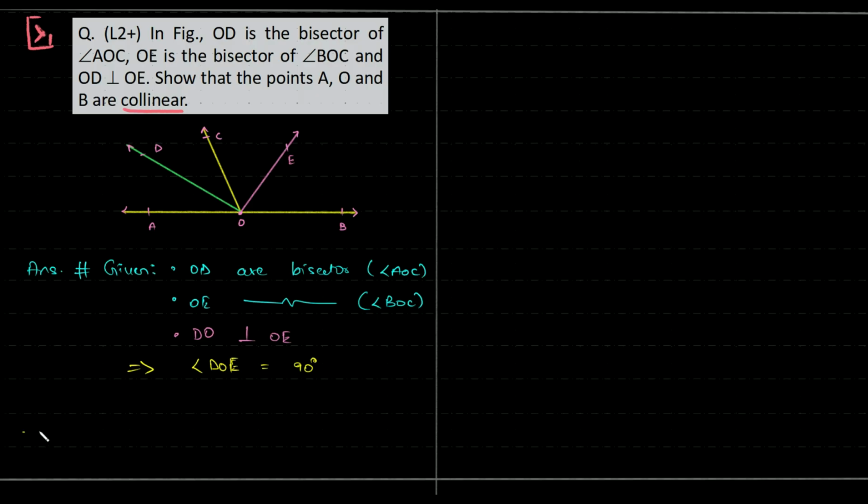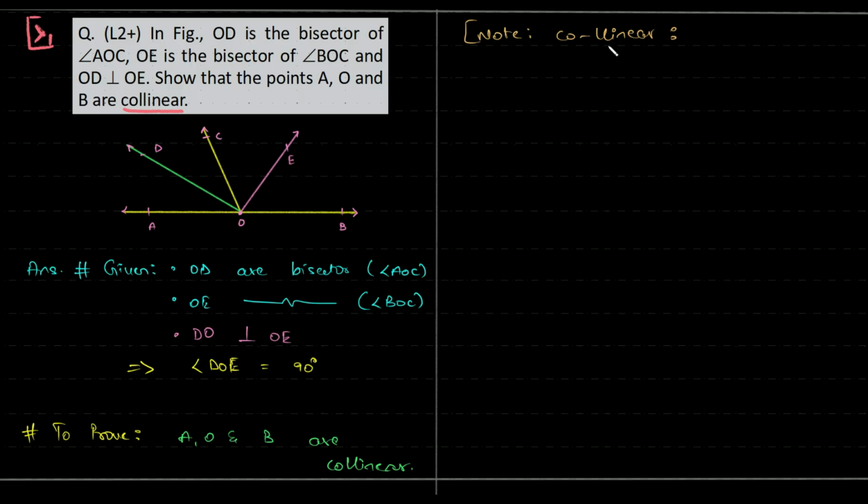So what is it that we have to prove? We have to prove that A, O and B are collinear. My question to you guys is, what is collinear? Collinear. I'm spelling it in a weird way, but what does it mean?